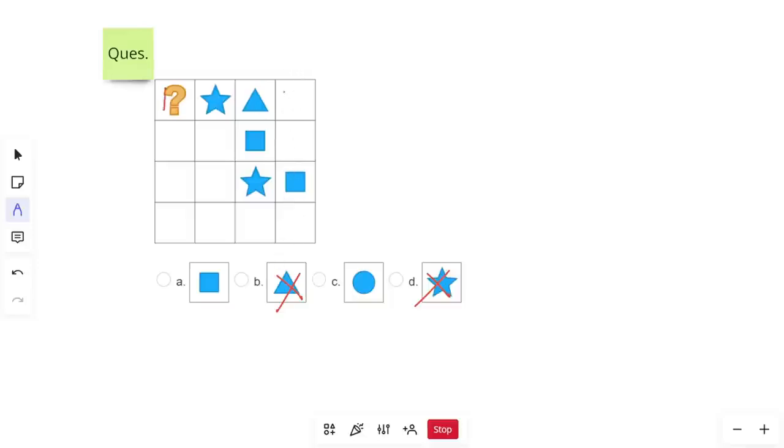So the only option that we have for square in the first row is this place, and then circle can come here. So in this way, the correct answer for this question will be square. Okay, that is, the question mark will be replaced by square.